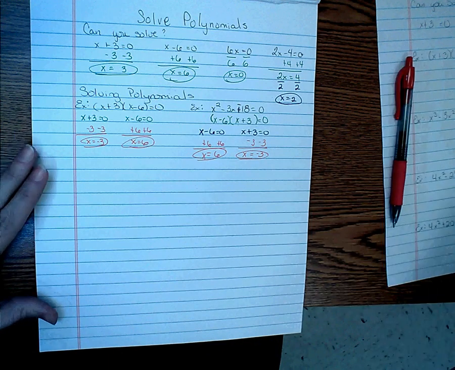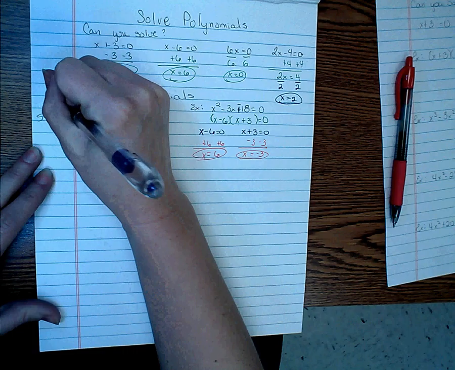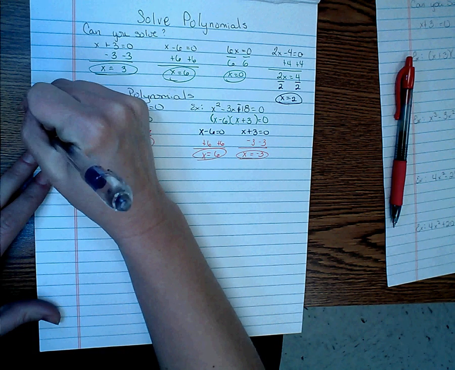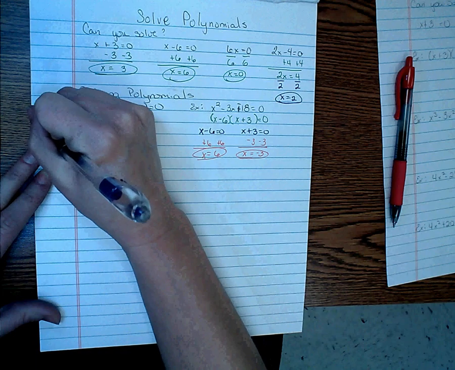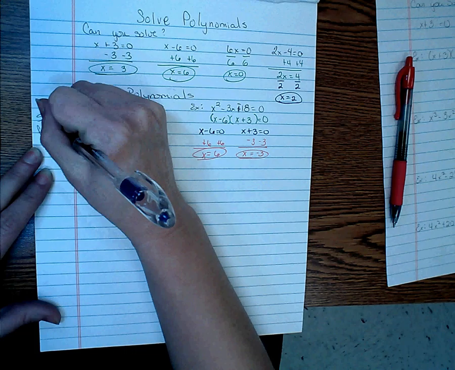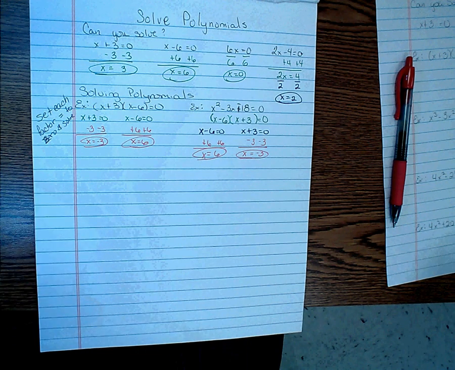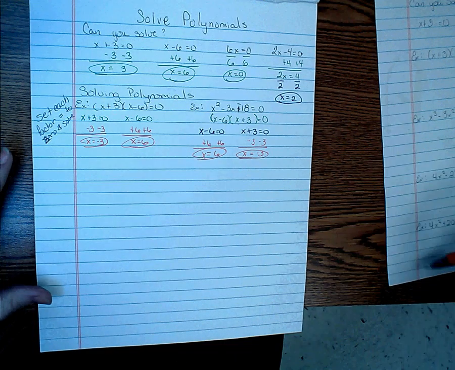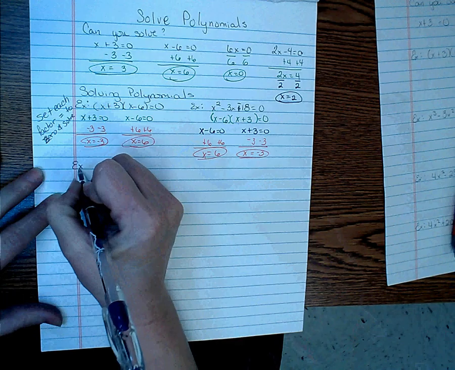So let's just write that side note. Set each factor equal to 0 and solve. That's all I'm doing here. Okay, let's do one more trinomial.